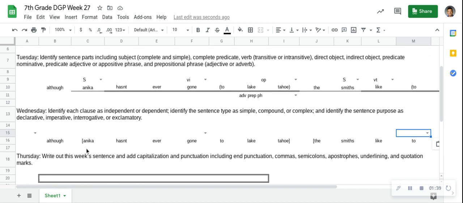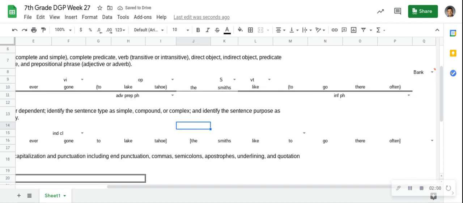All right. So looking at Annika hasn't ever gone to Lake Tahoe. Independent or dependent? Does this make sense on its own, or does it need help? Hopefully you identify that we can just simply state the fact that Annika hasn't ever gone to Lake Tahoe. That is an independent clause. Okay, you could write that as a simple sentence by itself.